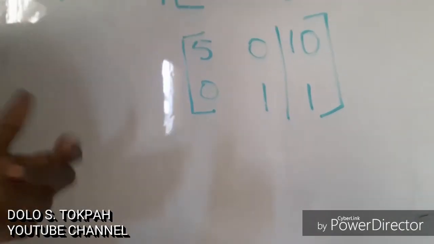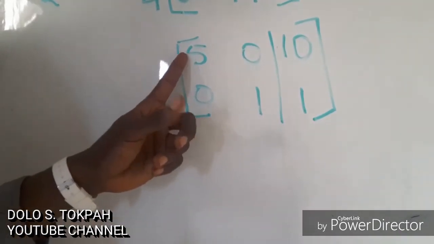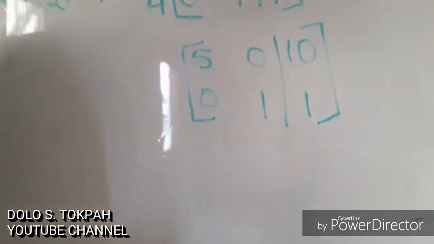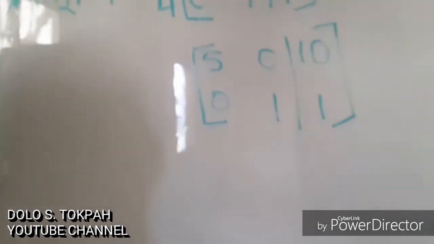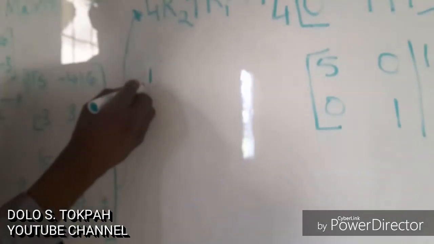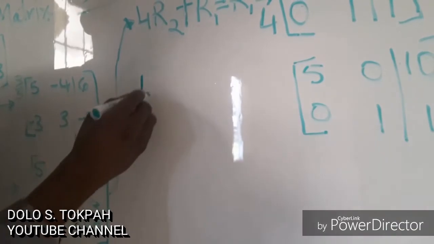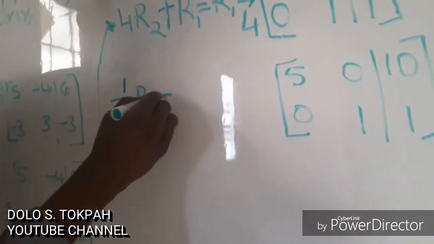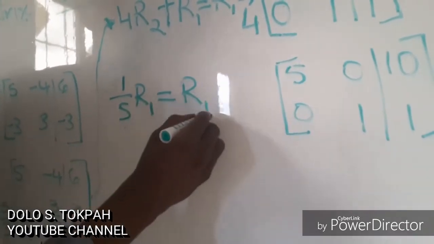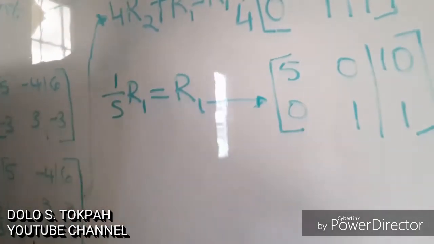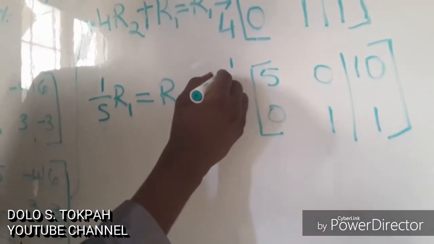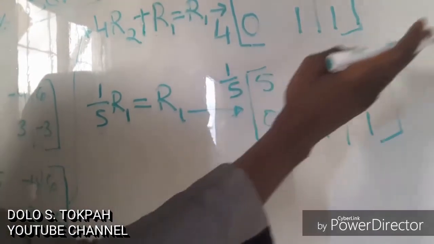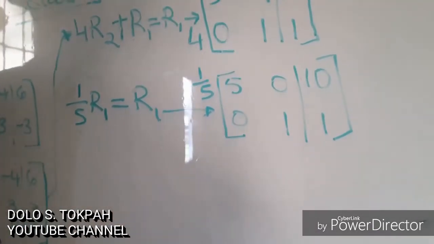So we ask ourselves, which number can be multiplied by 5 here to give us positive 1? That number is just the inverse of 5. So finally we say the inverse of 5 is 1 over 5 times the first row. The first row here must just be equal to the same first row. So finally we just place our 1 over 5 at this point, because we're going to multiply by the first row to give us the first row.